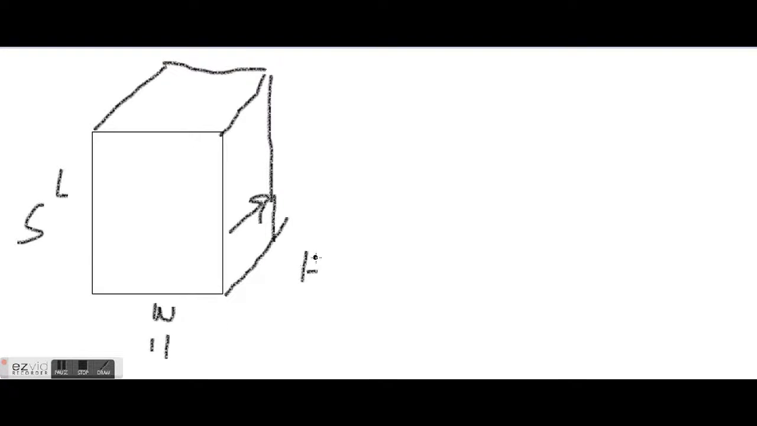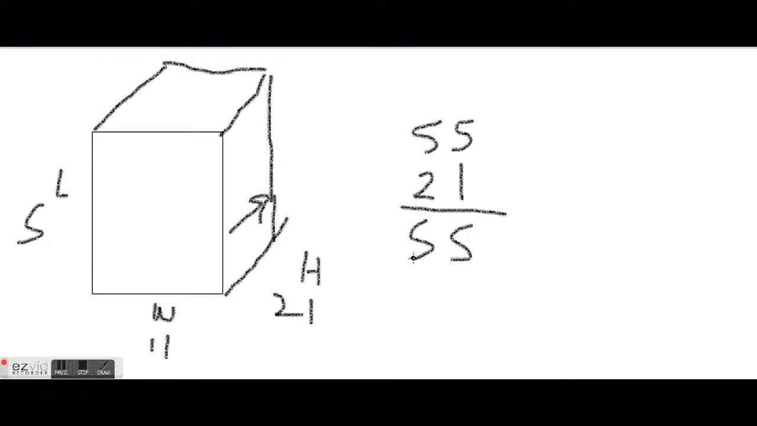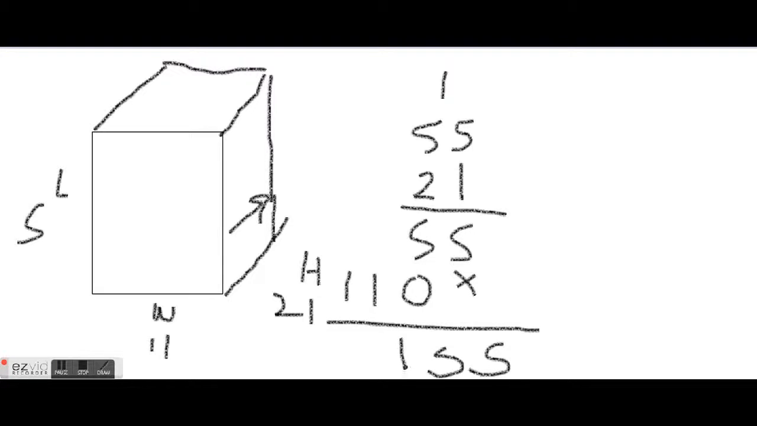Let's do our math. 1 times 5 is 5. 5 times 2 is 10. 10, 11. So we have 5, 5, 1, 1. So the answer is 1,155 inches squared. All right, that's how you do that. Delete all this because now we're doing volume of a triangle.